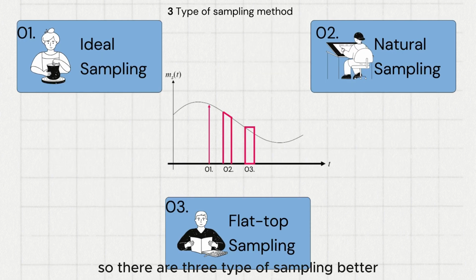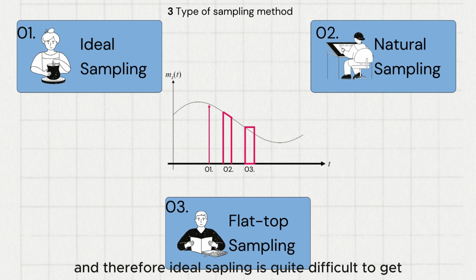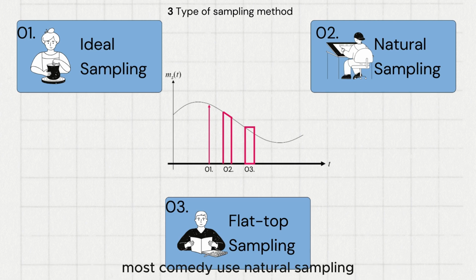So there are three types of sampling method. The first one is ideal sampling, the second one is natural sampling, and the third one is flat top sampling. Flat top sampling is not recommended because, as you can see, it doesn't follow the sine wave. There's a bit of error here, and the ideal sampling is quite difficult to get, so we most commonly use natural sampling.